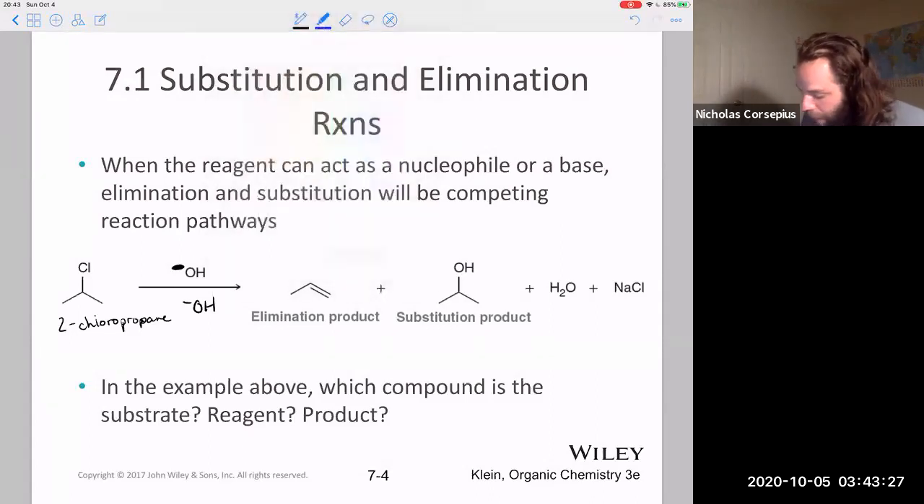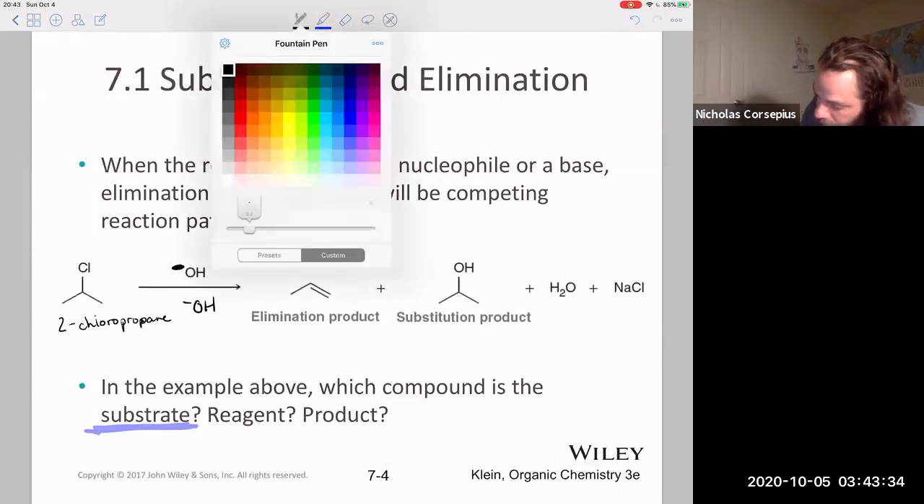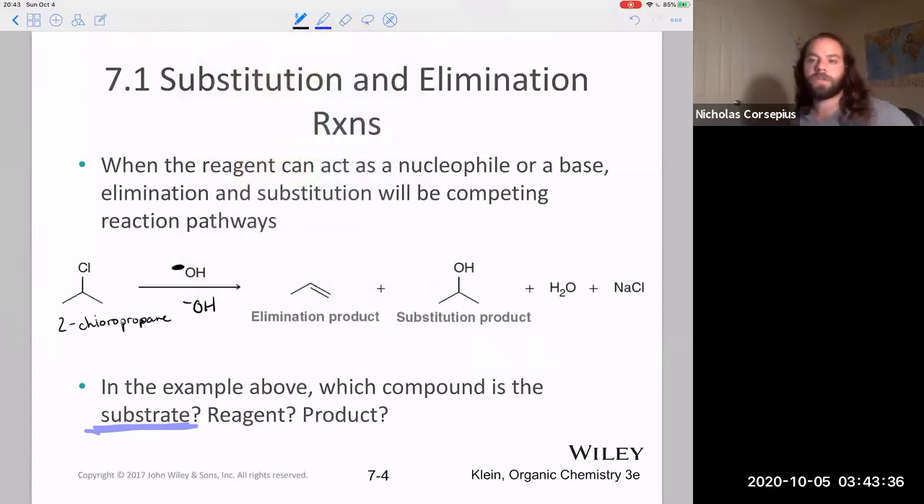So then terminology real quick. In a reaction, you have a substrate. Your substrate's kind of the one that you care about. It's the organic molecule that you're transforming throughout your reaction. So in this case, this would be our substrate. The reagent is the thing doing that transformation, right?